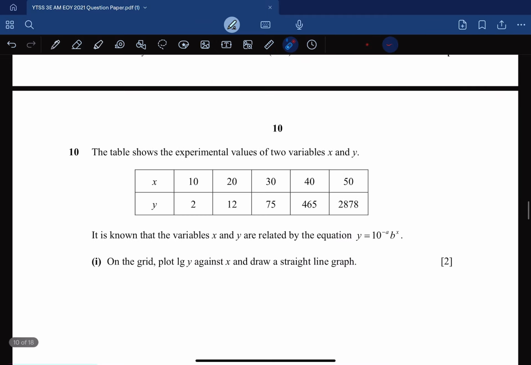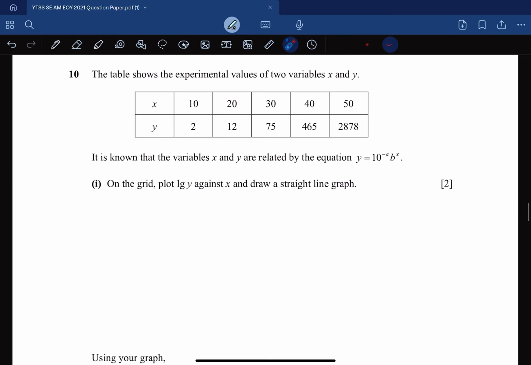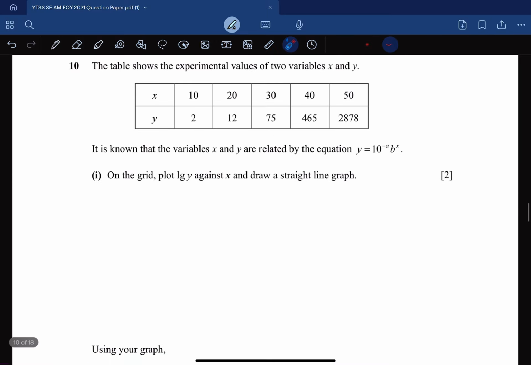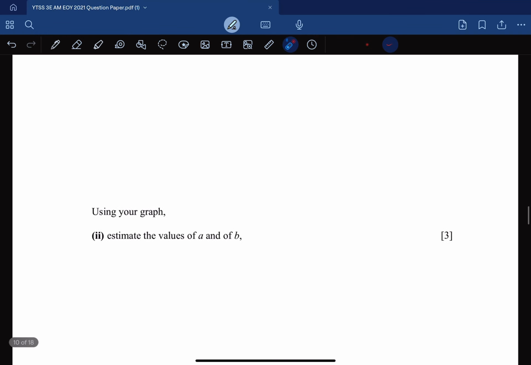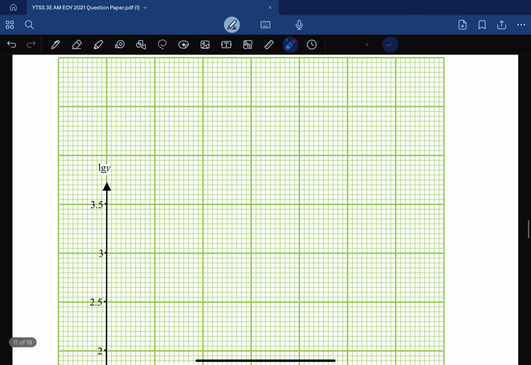Okay, so let's look at the next question, question 10. It is known that the variables x and y are related by this equation. On the grid below, plot this graph. Okay, so very simply, let me just quickly do the plotting.